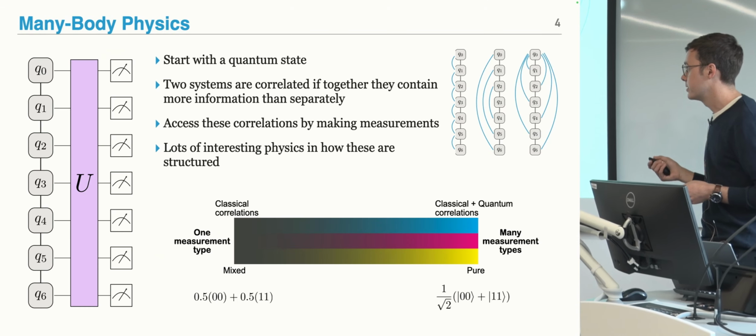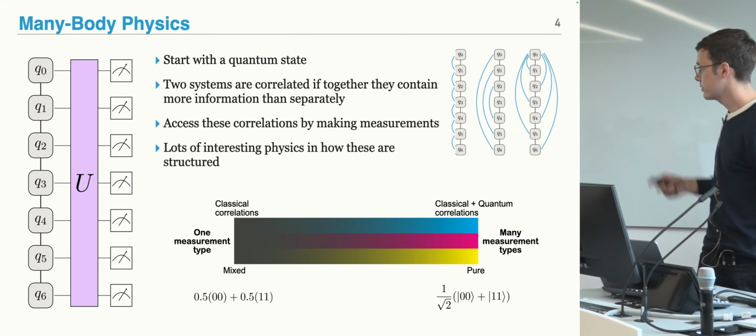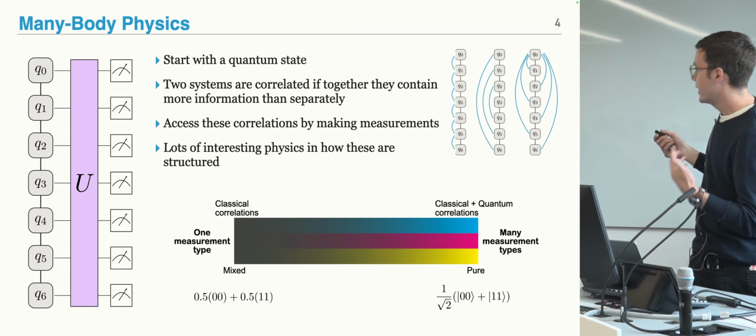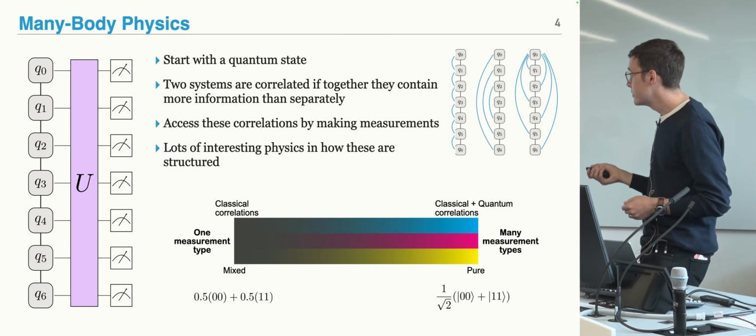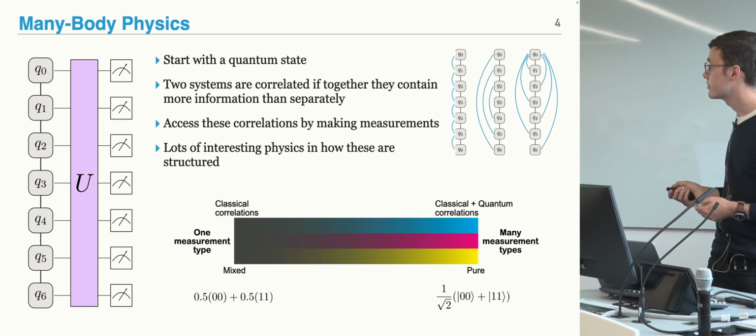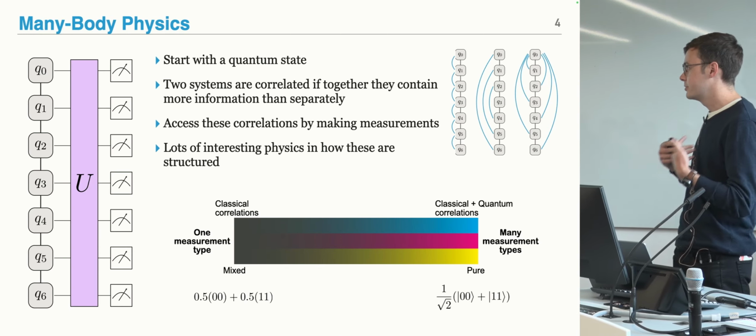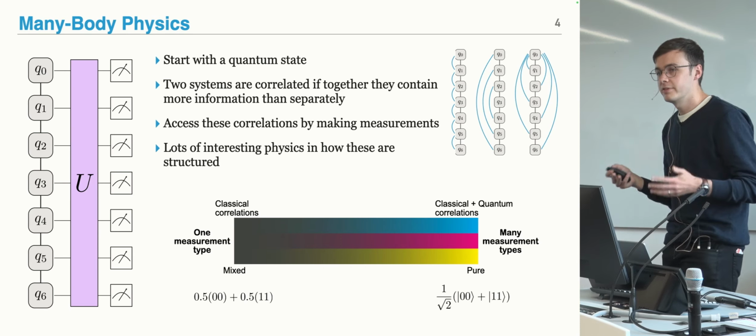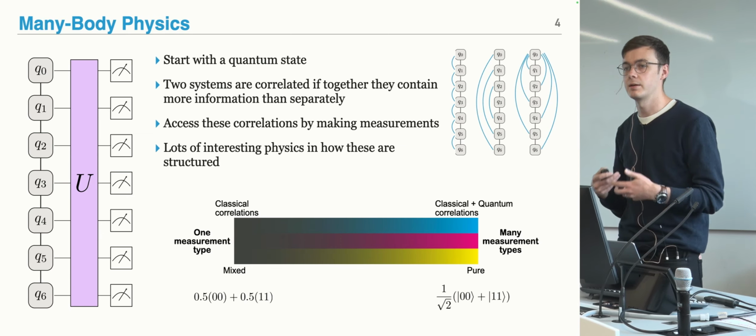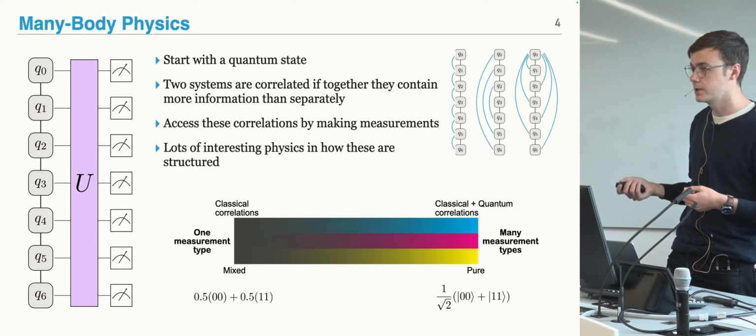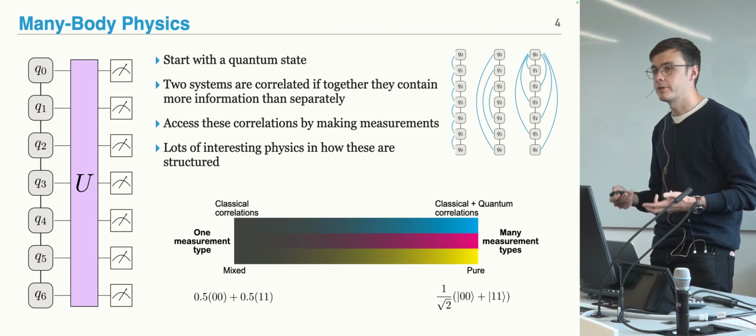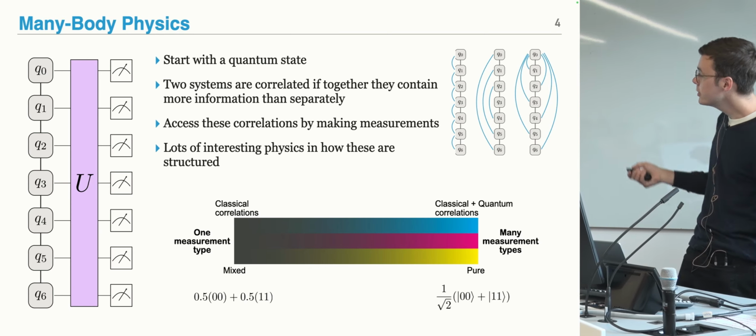Okay, so let's unpack this a little bit in terms of many-body physics. So what you can imagine is that we have some quantum state, and the constituents to this state can be correlated in various different ways, so they can have different interesting structures. And by correlated, what I want you to envisage for the time being is that two systems are correlated if collectively, if you look at them together, they contain more information than if you were to look at either of the subsystems separately. And the way that you witness this is by making joint measurements on each of the subsystems.